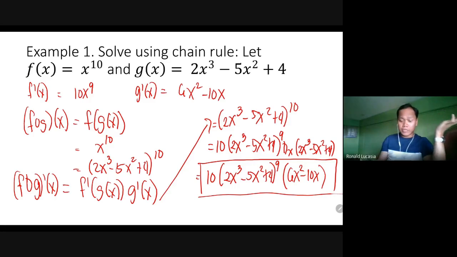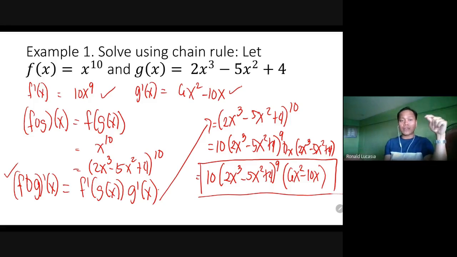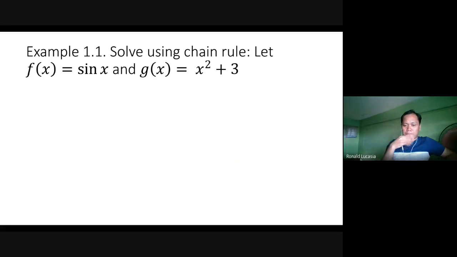Okay? You don't need to do the derivative here and here. Okay lang na idiretso mo mula dito papunta na dito sa final answer. What I am trying to explain here is pinakita ko na ito ay composition ng function ng f circle of g of x papunta kay f circle of g prime of x. Okay? Question? No question. Let's have example 1.1.